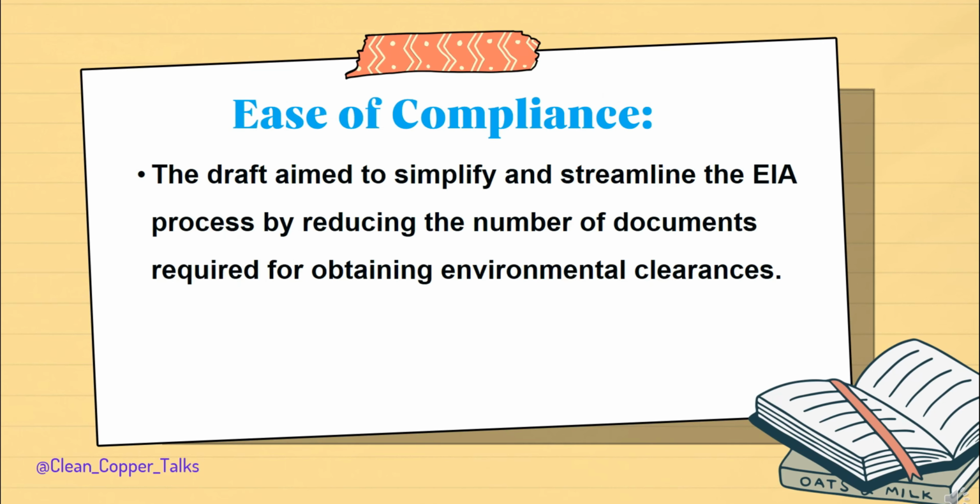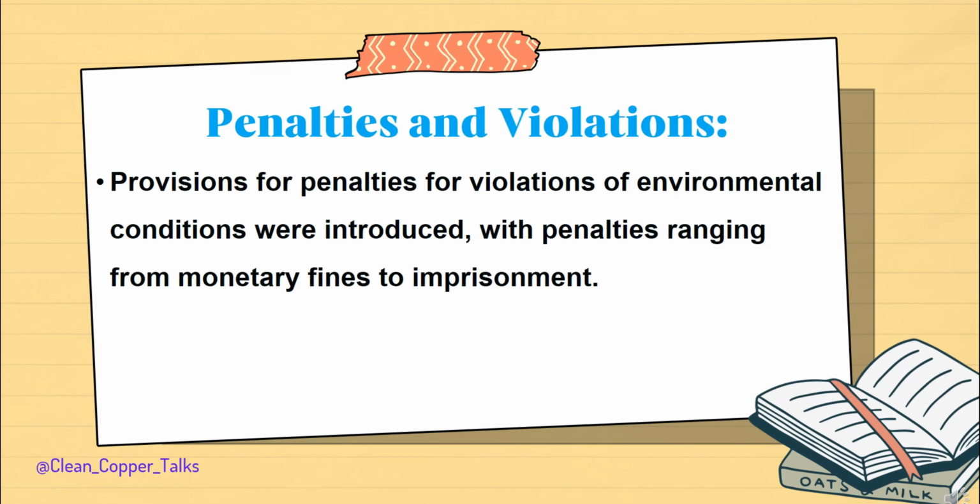Ease of compliance. The draft notification 2020 made it easy to comply with the requirements. The draft aimed to simplify and streamline the EIA process by reducing the number of documents required for obtaining the environmental clearance. So ultimately, it was again in favor of the proponent, that the environmental clearance can be obtained easily with fewer documents. Penalties and violations. Provisions were made for penalty for violation of environmental conditions, with penalties ranging from monetary fines to imprisonment.